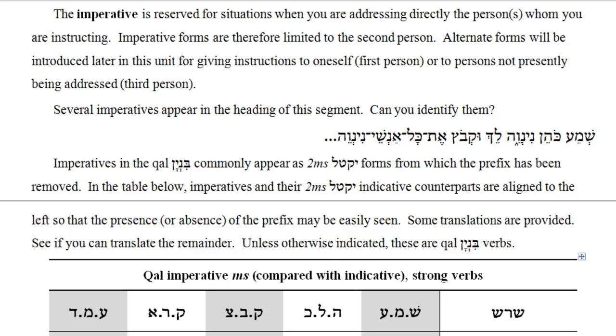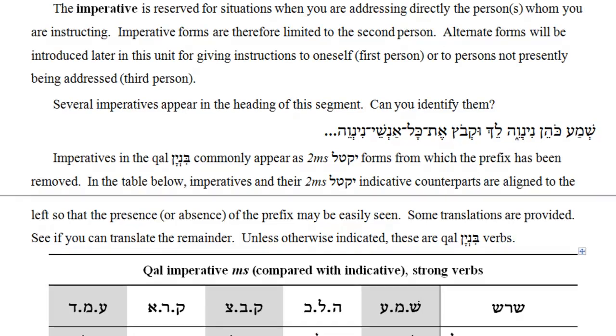Hebrew is also able to express an idea that represents an instruction to one's self, coaxing oneself to action. That would be first person, either singular or a group, plural. Hebrew is also capable of issuing instructions to persons who are not present, third person stance. We'll talk about these specialized forms later on. For the time being, we're concentrating on what's known grammatically as the imperative, second person.